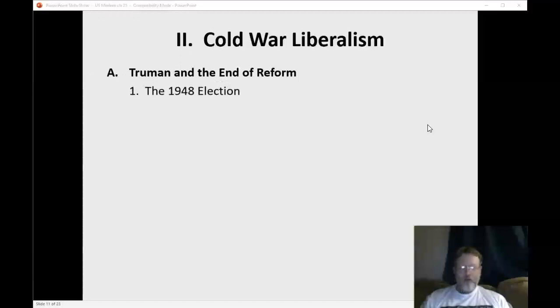FDR's social welfare programs really start to disappear in the 50s. Some of them stay, like Social Security, for instance. But many of the social welfare programs that FDR created in the 30s and the 40s to save America from the Depression start to go away and they're not renewed.